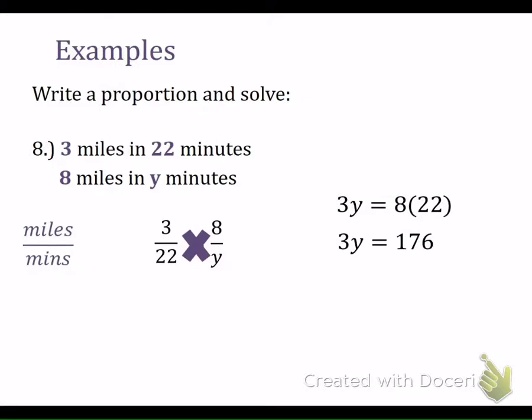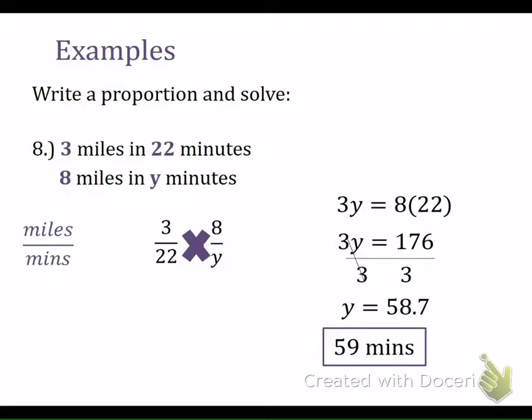8 times 22 is 176. Divide that by 3. You get 58.7. And that represents minutes. So if you want to round to the nearest minute, that would work out just fine on this one. Typically on homework, quizzes, and tests, it'll tell you how to round.